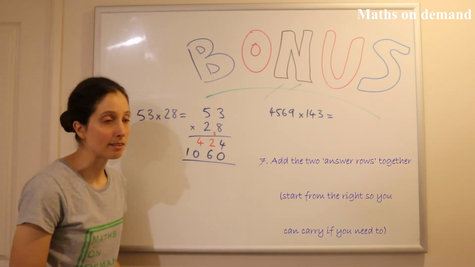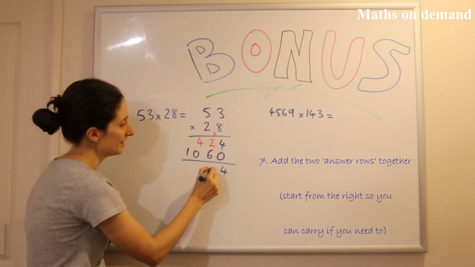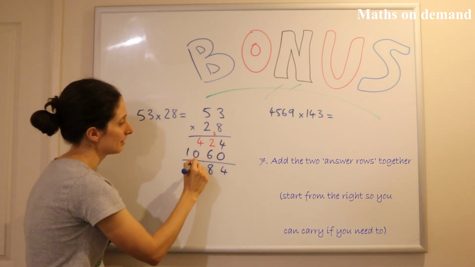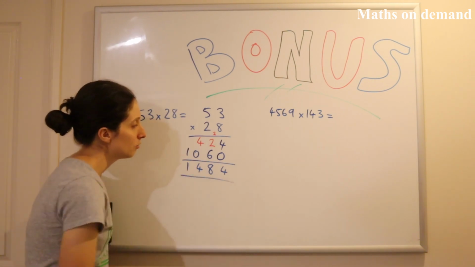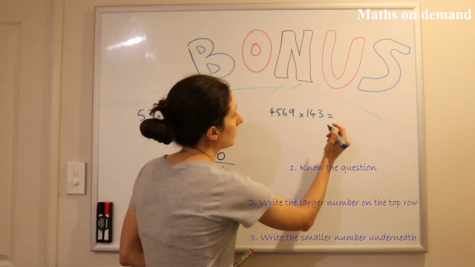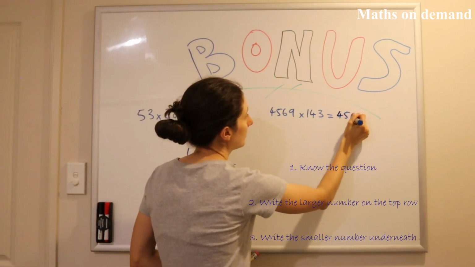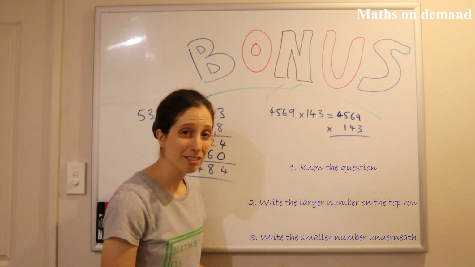Now we just add them together. 4 plus 0 is 4. 2 plus 6 is 8. 4 plus 0 is 4. Well, nothing plus 1 is 1. 1484. So first, 4, 5, 6, 9 times 1, 4, 3, lining everything up.